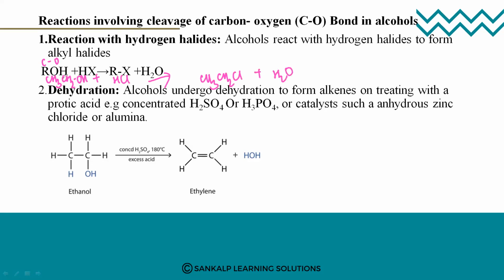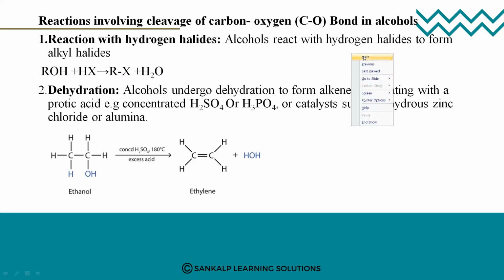So what is happening here? This CO bond breaks to form your C-Cl bond, that is, a C-X bond is formed here. In the other reaction, the CO bond breaks to give you a C-H bond. So there is a breaking of the old CO bond, and a new bond is formed.